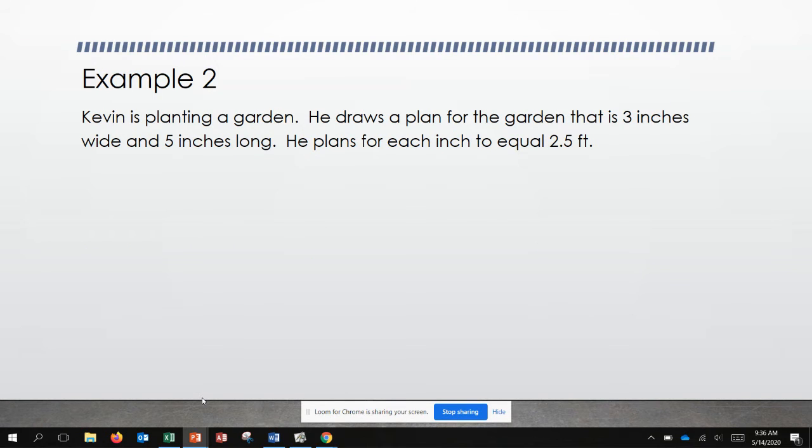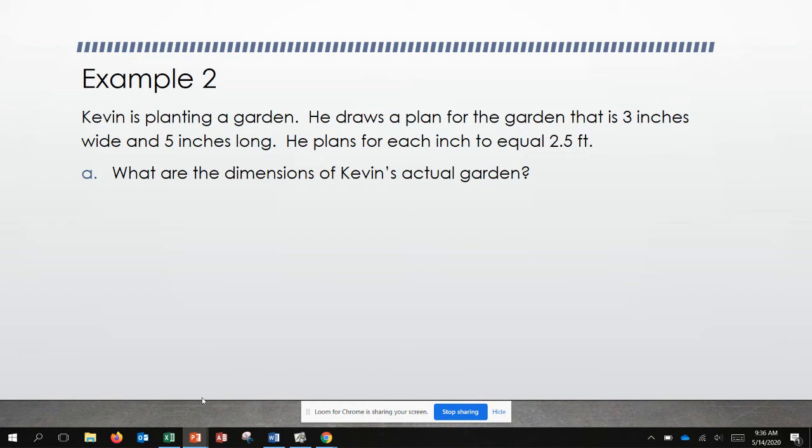Now we can look at it in terms of planting a garden. So Kevin is planting a garden. He draws a plan for the garden that is 3 inches wide and 5 inches long. He plans for each inch to equal 2.5 feet. So what are the dimensions of the actual garden?